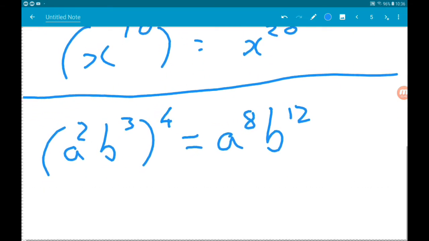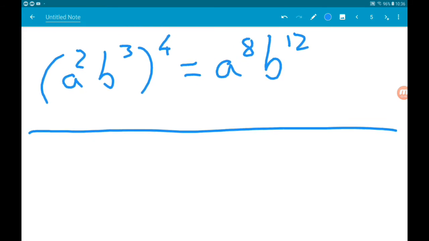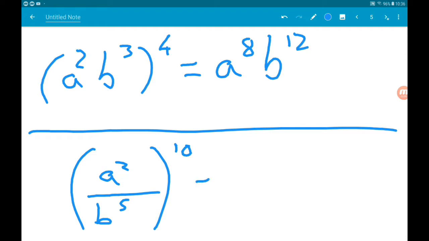This works if you have a fraction too. So say we had a squared over b to the power 5 to the power 10. All that happens, both powers inside get multiplied by 10. So we get a to the power 20 over b to the power 50.